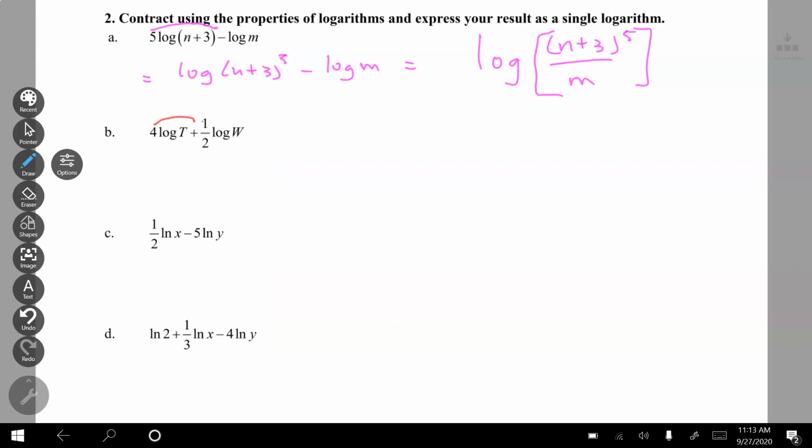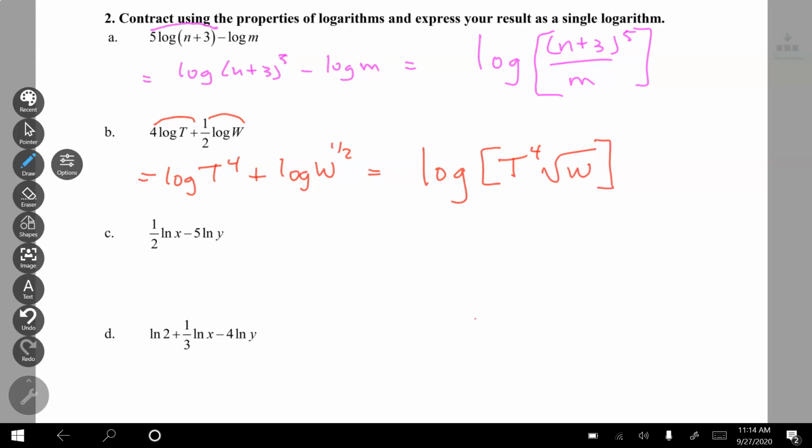We're going to move these here. So I get log of t to the 4th plus log of w to the 1/2. And now I can rewrite it because I'm adding logs. I can multiply them as 1 log of t to the 4th times the square root of w, or w to the 1/2, whichever way you want to write it. I don't really care. They're the same to me.